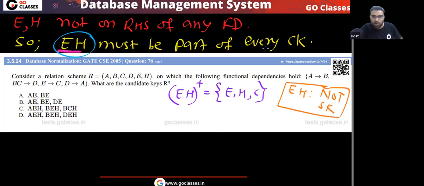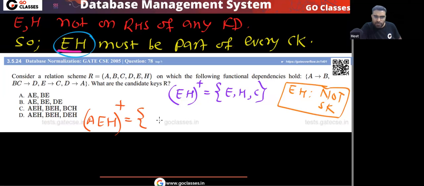So what we need to do? Remember, EH must be part of every candidate key. So now you add one more attribute with this EH and you check. Let's add one attribute and check. With this EH, let me add A and let me check the closure.